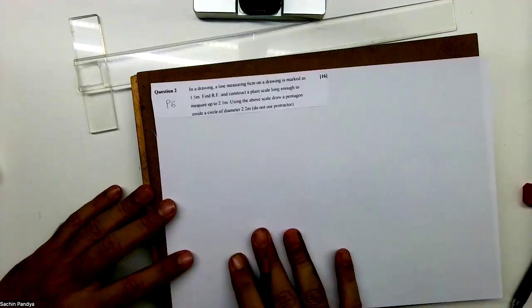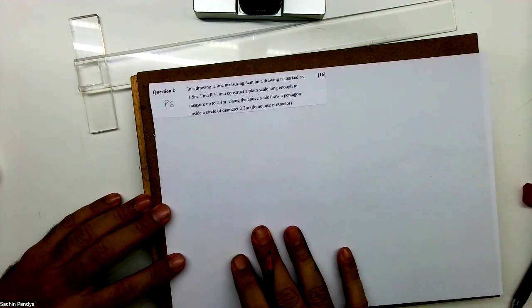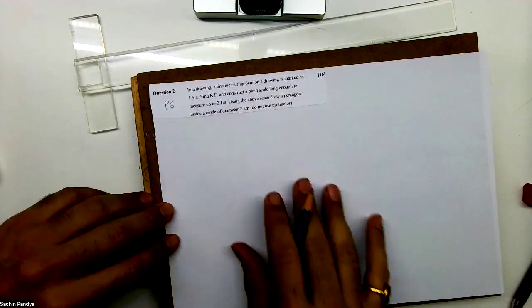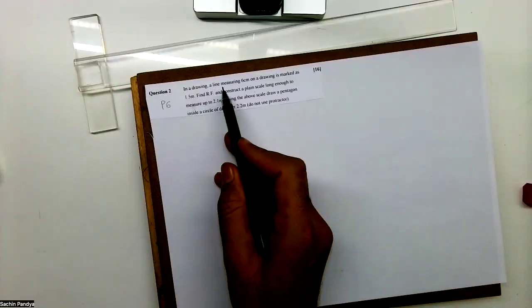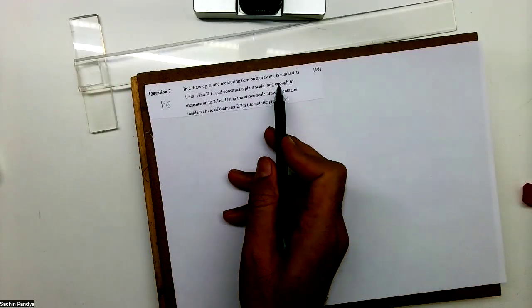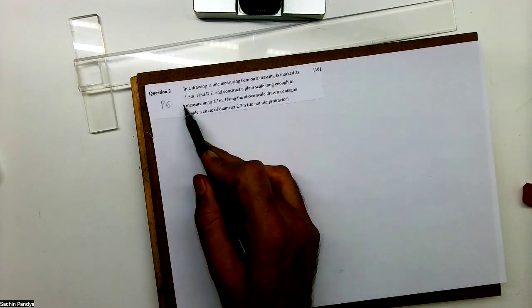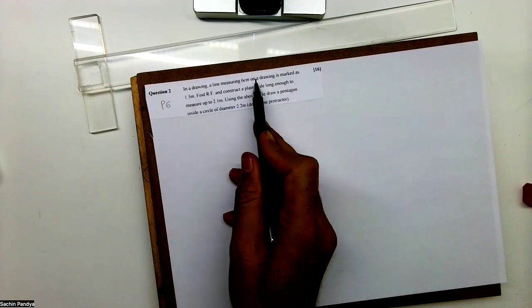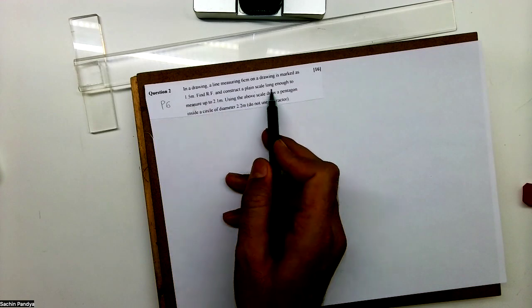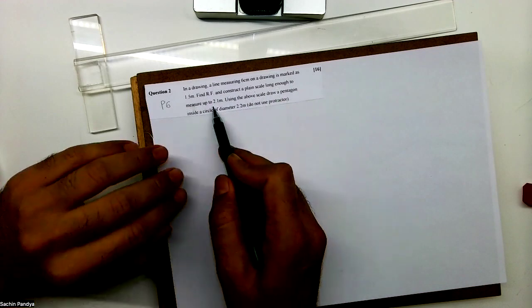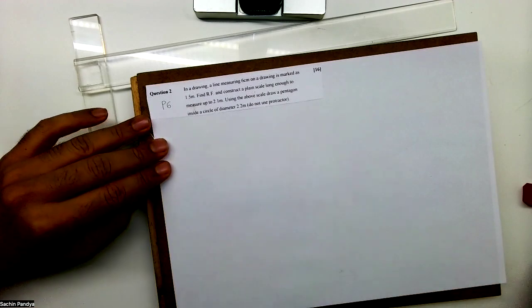I want to show plane scale. Let me see. Is it a plane scale? Yes. Finally, we have plane scale sum. So see what they are saying. In a drawing, a line measuring 6 centimeter on a drawing is marked as 1.5 meter. So drawing length and actual length is given. Find RF and construct a plane scale long enough to measure up to 2.1 meter. Okay, we'll come back to that.